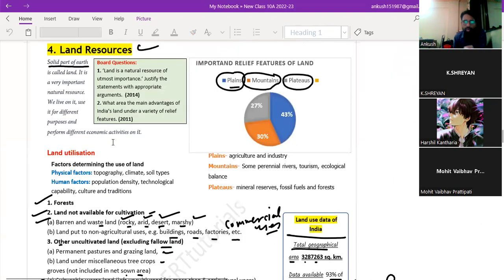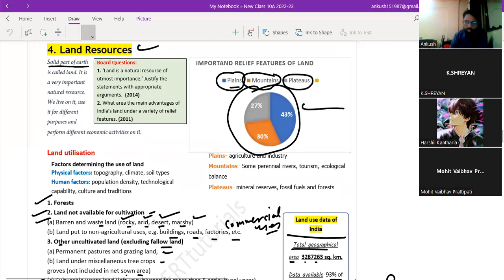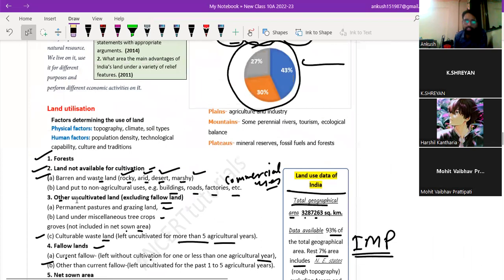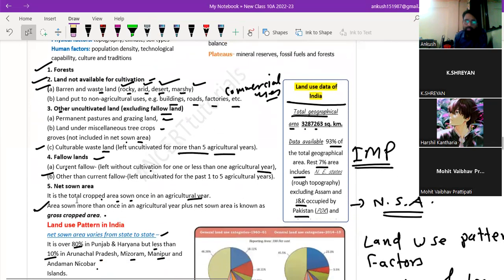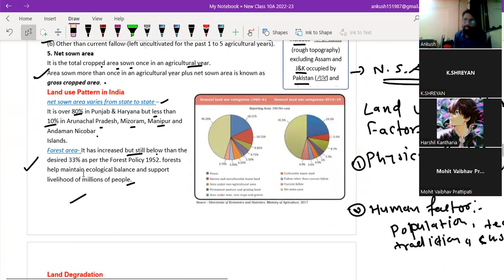After that, we saw what land resource is, how land is utilized in our country, and its proportion as well. This was also talked about on that day. After that, we had seen the use of land, for which purpose the land is being used, and at what proportion. That also we had seen. Land use pattern in India was also discussed.